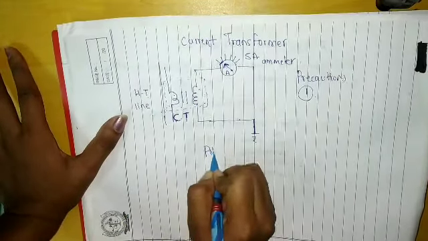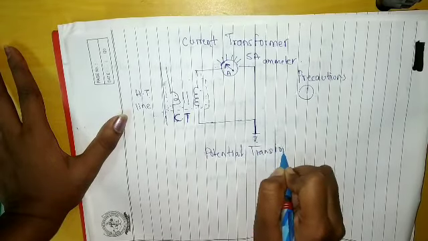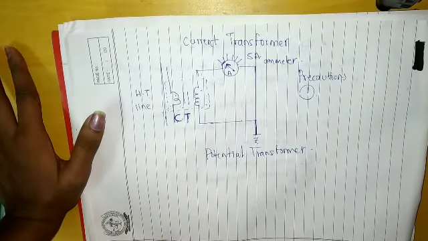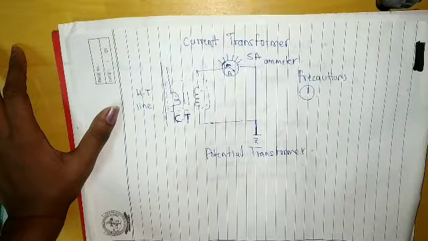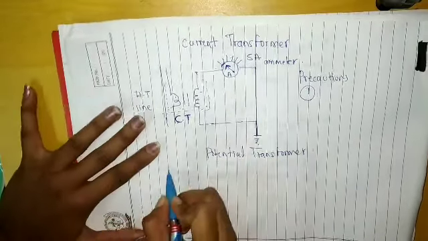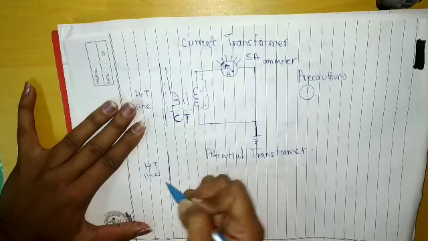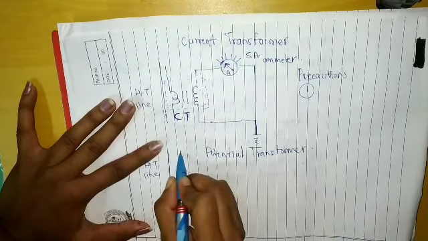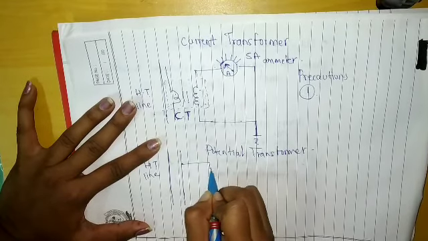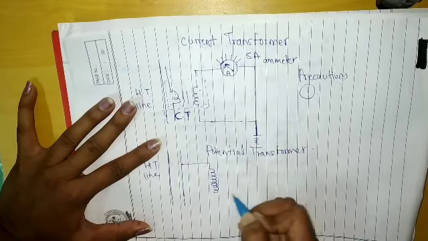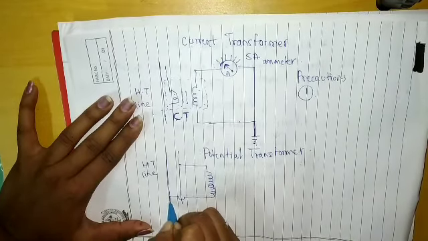So this is about the current transformer. Now we will see the potential transformer. So what is a potential transformer? It is used to measure high values of voltage. Now we will first see the diagram. So this is the HT line, that means high voltage line, and here we have to connect our PT, that is potential transformer. So it is connected like this.